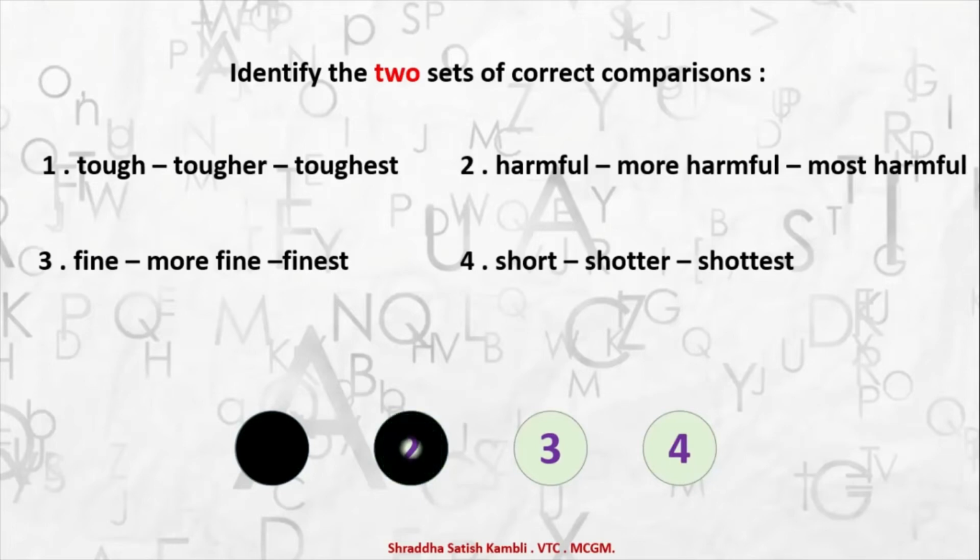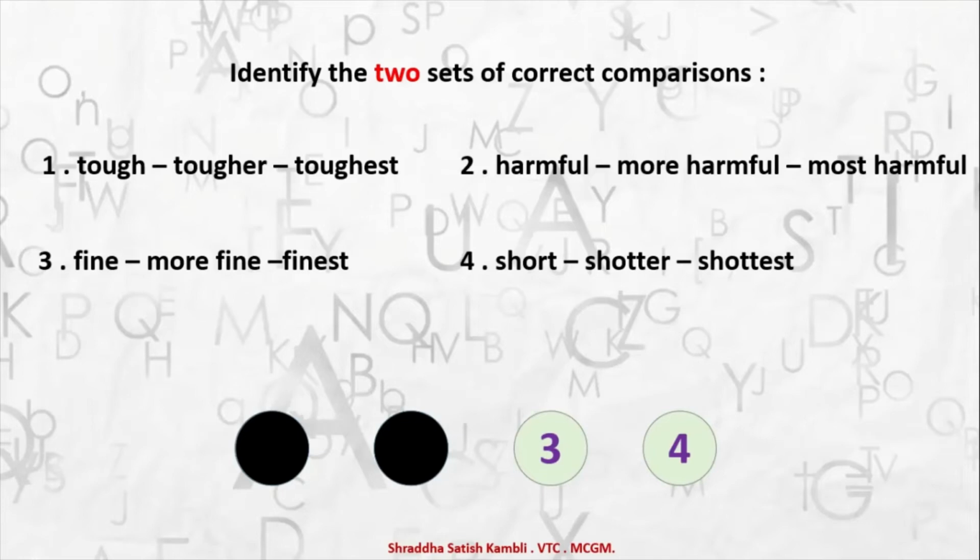And the second one, harmful, more harmful, most harmful is correct. When you look at the third one, there is some mistake there. And the fourth one, there is a mistake in the spelling. Okay, so how will you write tough, tougher, toughest? In a sentence, how will you use it? You will say tough, you will say tougher than, and you will say the toughest. Harmful, more harmful than, the most harmful. Okay, so this was pattern 1.